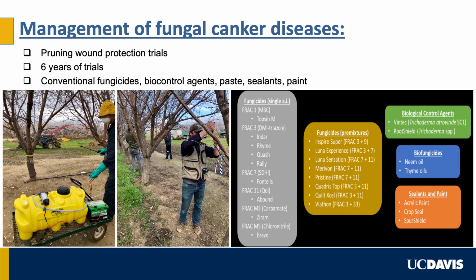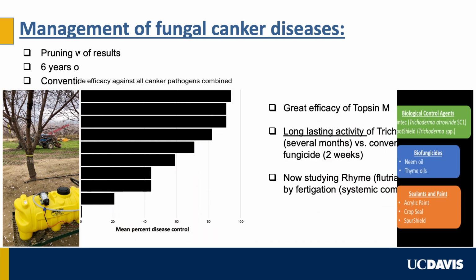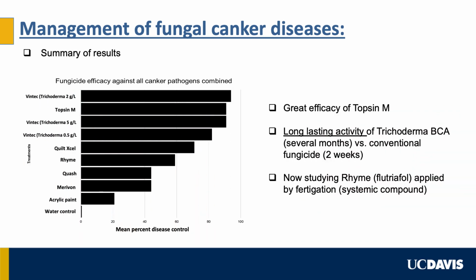We pretty much tested everything that was registered in almonds, every classic chemical fungicide. We also looked at paints and pastes, and we looked at biological control agents. I think this slide is a good summary. So again, here we prune, we apply the product, inoculate with the pathogen, and come a few months later to rate what product is working for pruning wound protection.